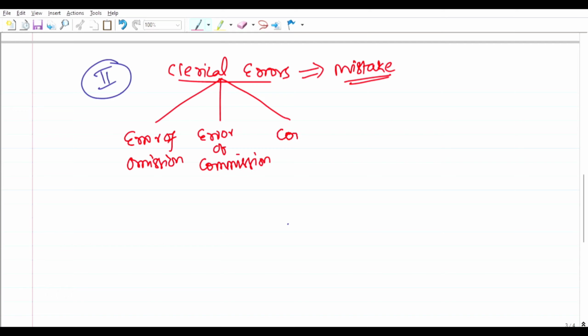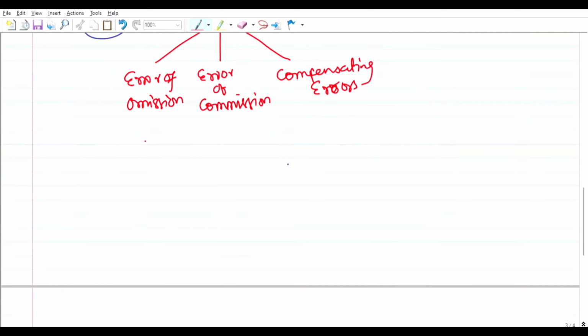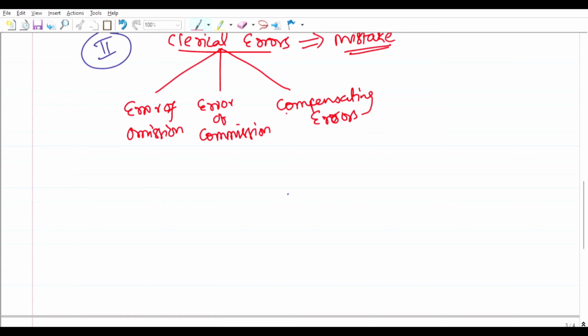And third one is compensating errors. These are the three types of errors which are again classified under the clerical errors. These are error of omission, error of commission, and compensating errors.